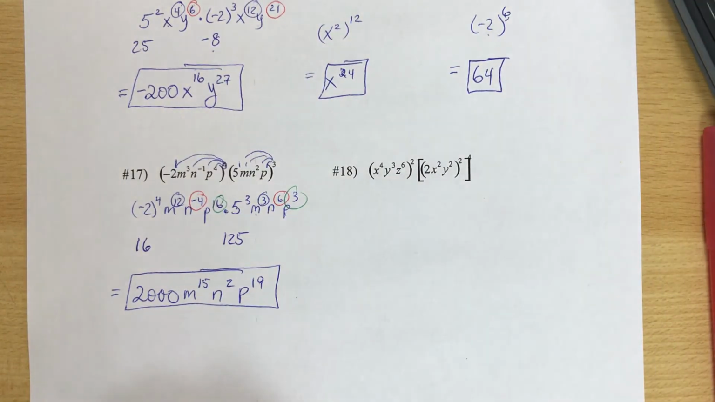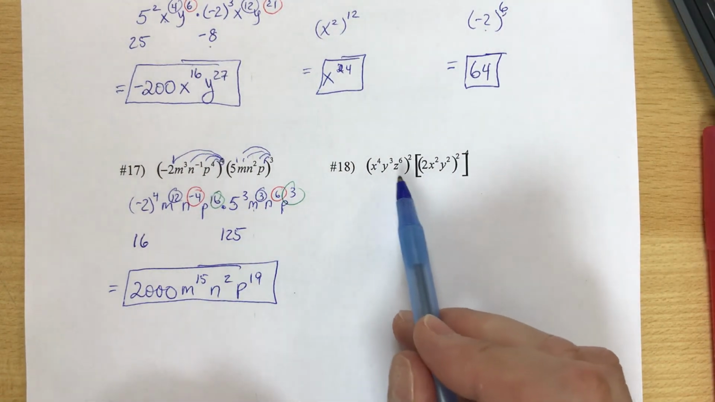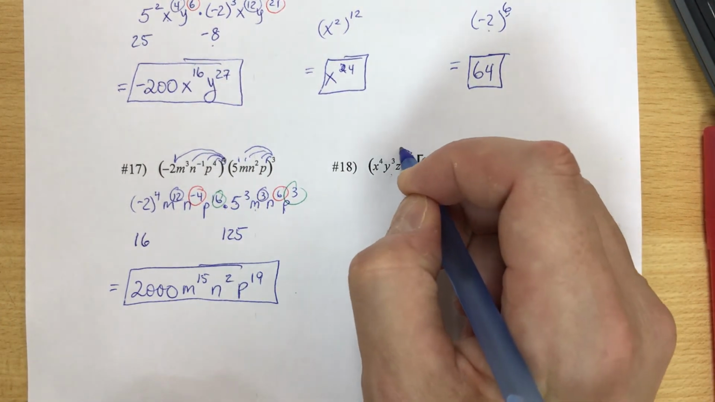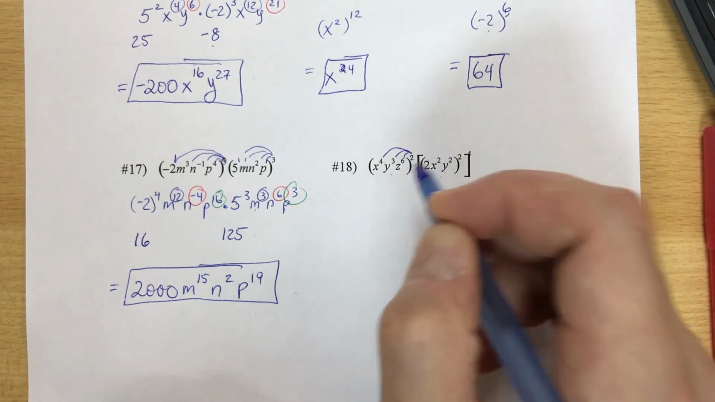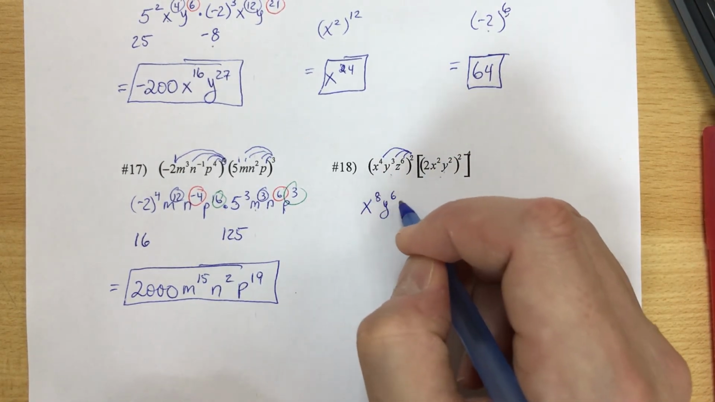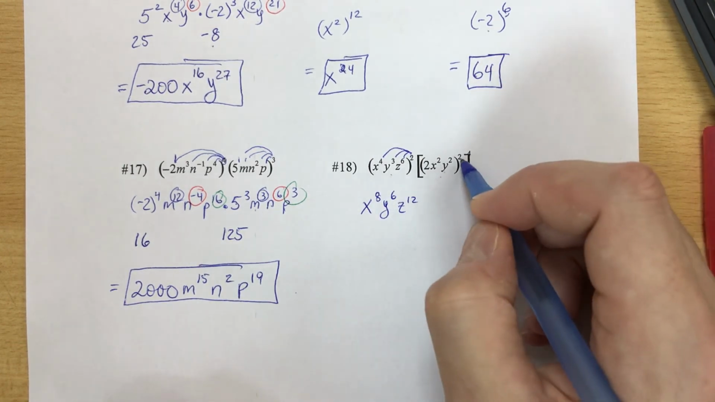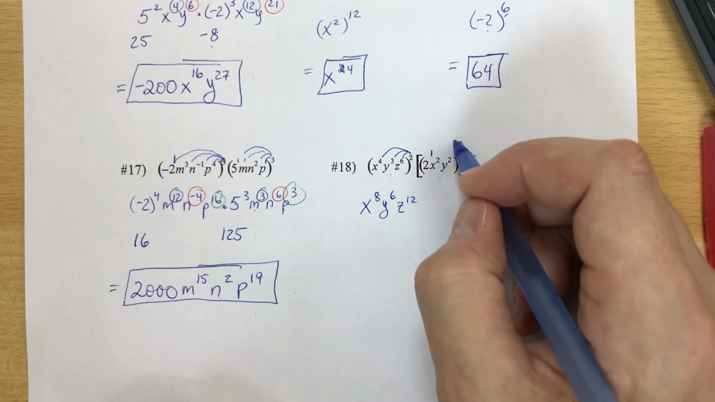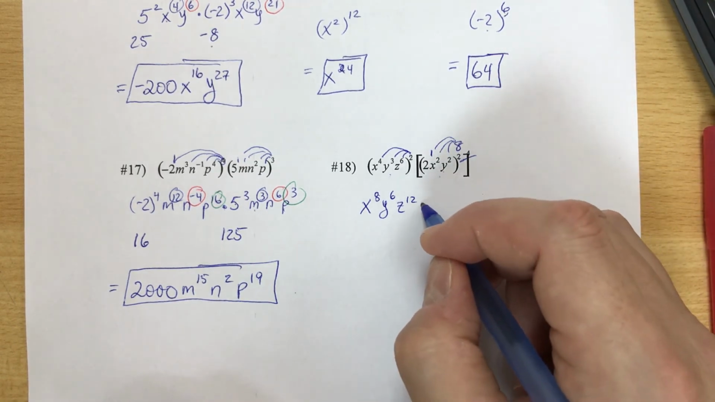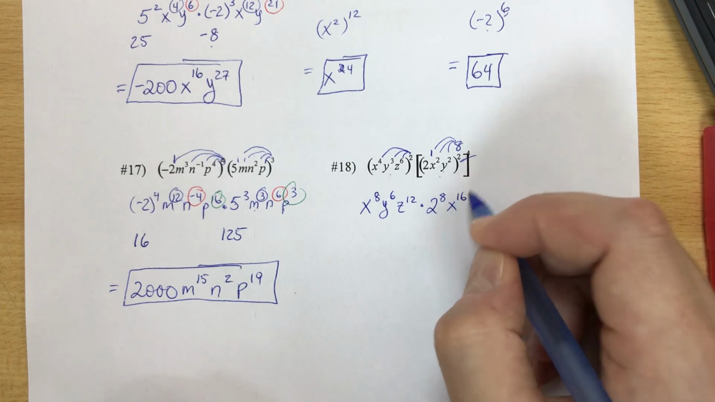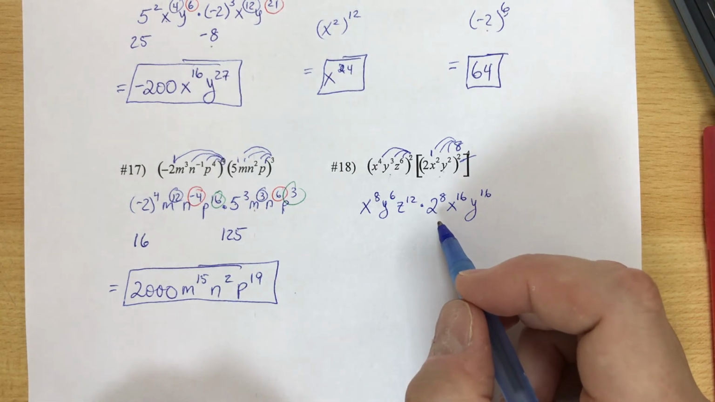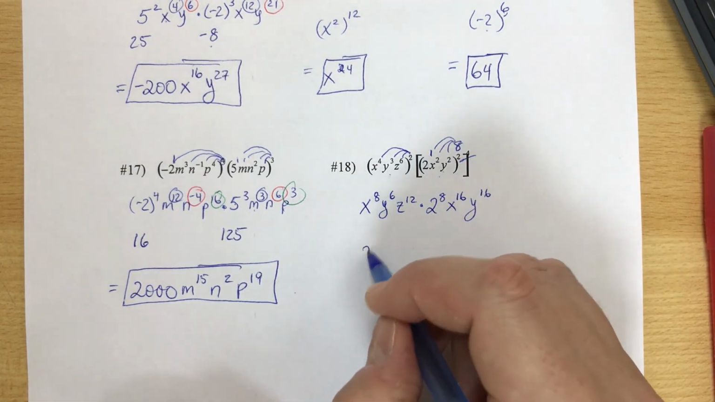Last one. Now, number 18. Before I start combining, before I multiply, I've got to take care of exponents. So I can do this 2 is outside these parentheses. X to the 8th, y to the 6th, z to the 12th. Now, here we have parentheses raised to a power, 2 times 4, that's really an 8. Now I can distribute the 8. So times 2 to the 8th, x to the 16, 8 times 2, y to the 16th. 2 raised to the 8th is 256.